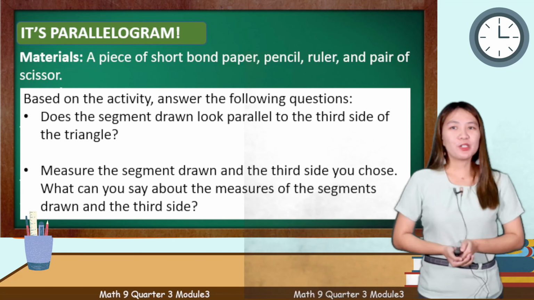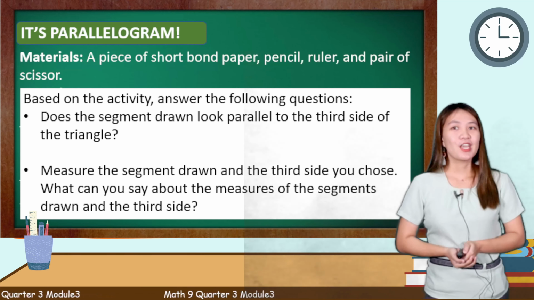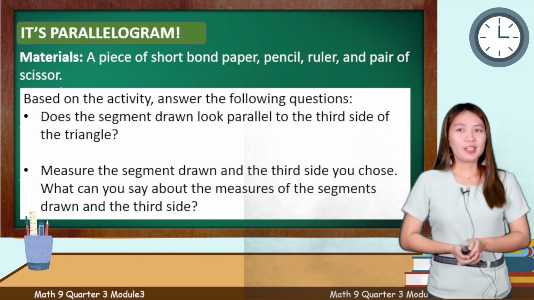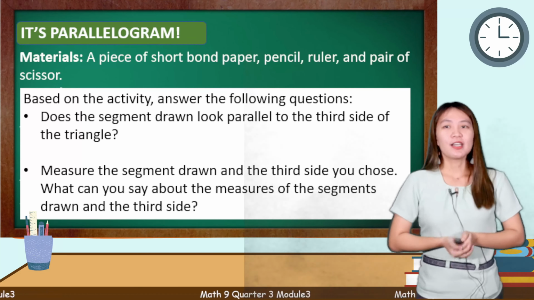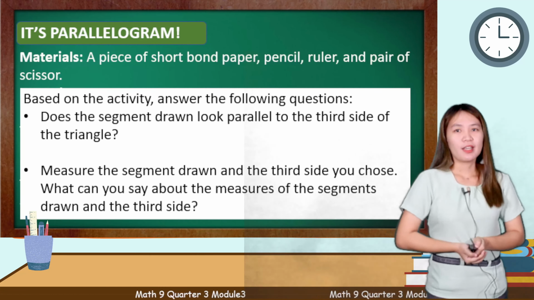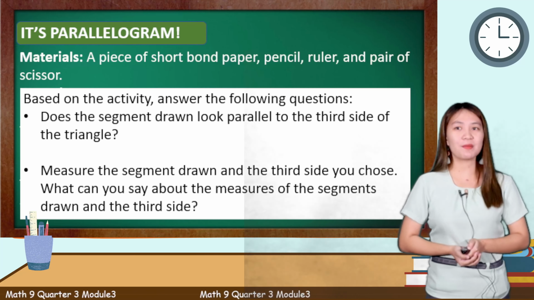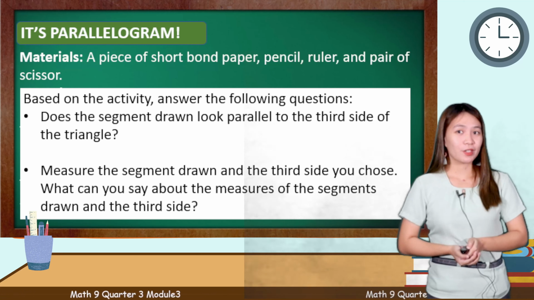Does the segment drawn look parallel to the third side of the triangle? If your answer is yes, then you made the procedure perfectly. Then you follow the procedure correctly. So measure the segment drawn and the third side you chose. What can you say about the measures of the segments drawn and the third side? Are they equal? Which is longer?